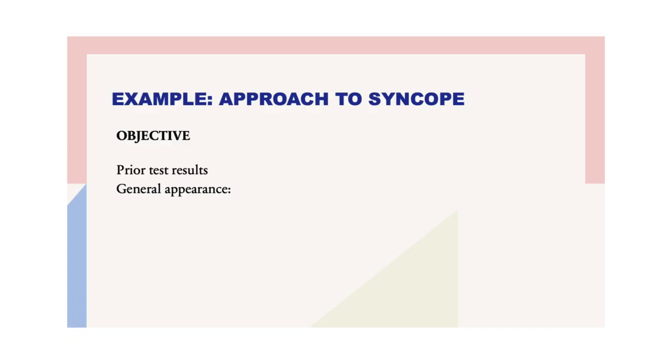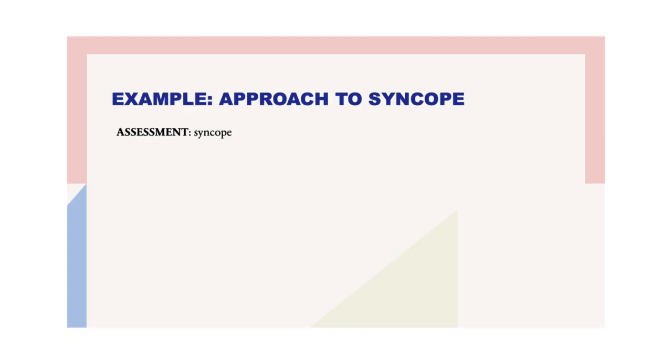How do they look in general? Are they toxic appearing? Are they well appearing? Consider doing orthostatic vitals for syncopal events. Full cardiac exam, of course, respiratory exam if needed, and then other relevant findings. Do we need to do an abdominal exam, etc.?